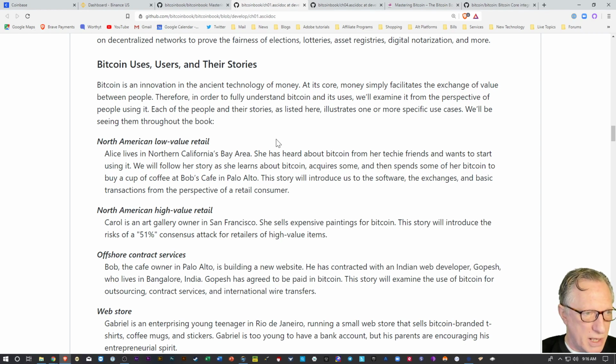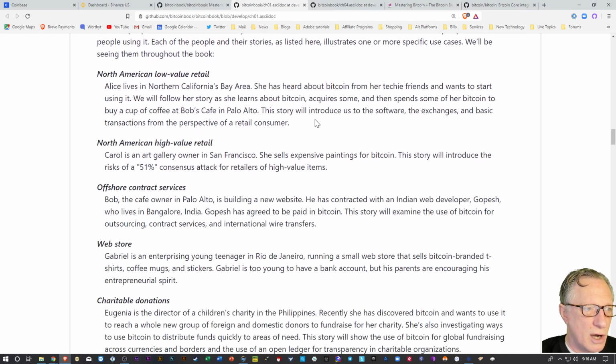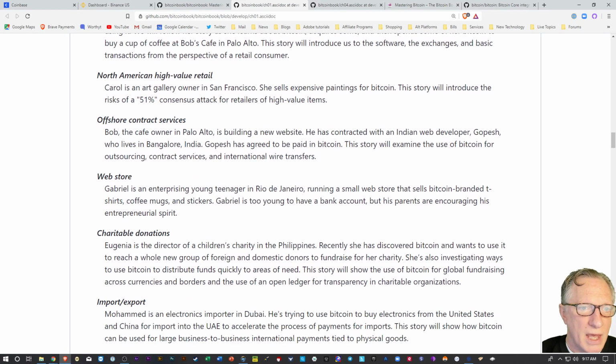So we can use Bitcoin to buy small things like coffee or clothes. And then we can also use Bitcoin to buy large things like artwork or real estate, right? And then we also have offshore contract services. Because Bitcoin is global, I could hire someone in India or England or France to build a website for me, and I could pay them in Bitcoin. They have a Bitcoin wallet, I have a Bitcoin wallet, and I can send them Bitcoin as payment for services.